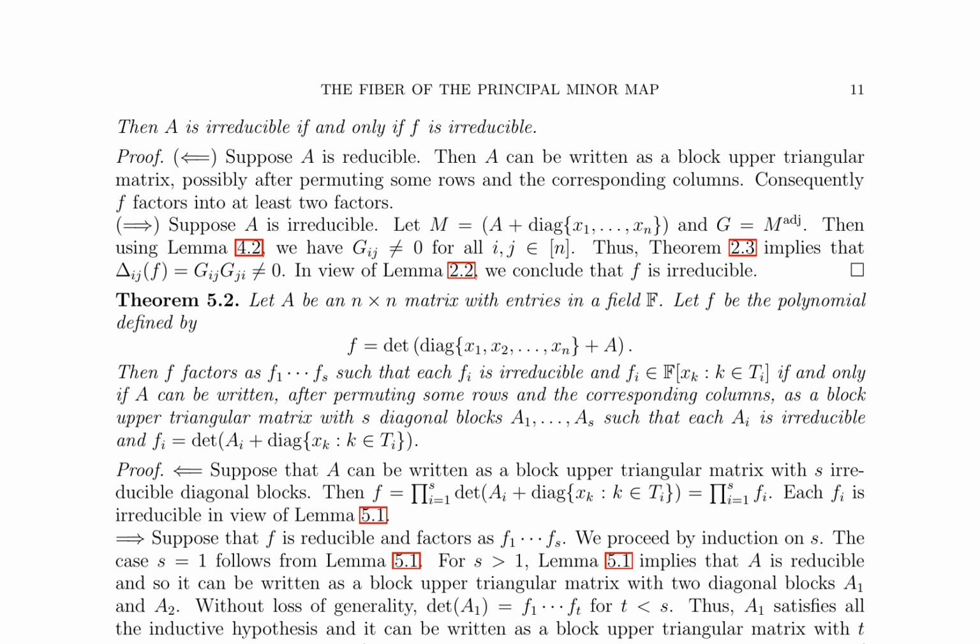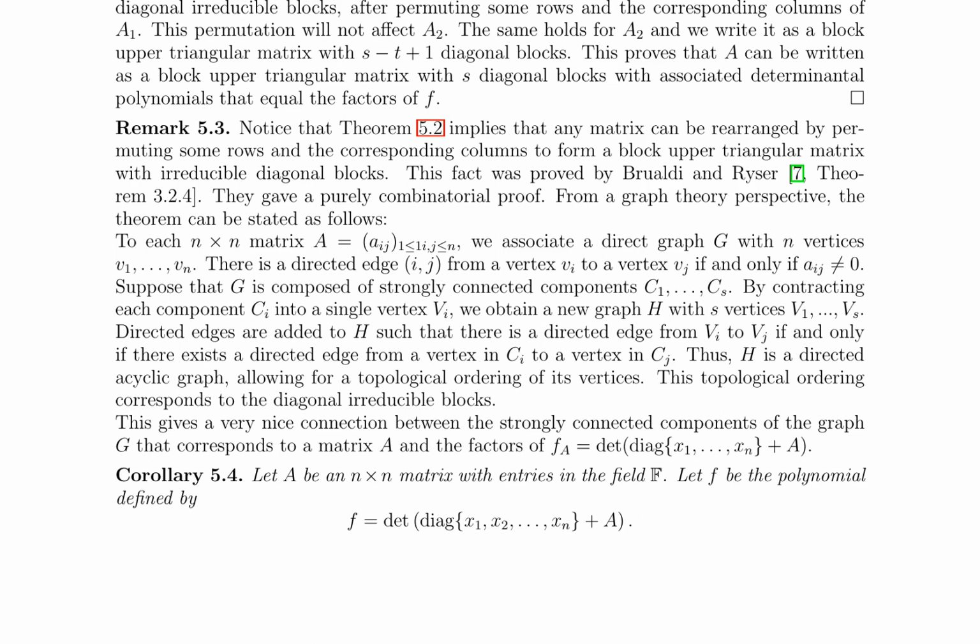This theorem has profound implications for graph theory, where the matrix A corresponds to a directed graph G. By contracting each strongly connected component of G into a single vertex, we obtain a new graph H that is a directed acyclic graph, allowing for a topological ordering of its vertices. This ordering corresponds to the diagonal irreducible blocks in the rearranged matrix A. A corollary further elaborates on this connection between the matrix A, its polynomial f, and the graph G, providing a deeper understanding of the interplay between these mathematical structures.